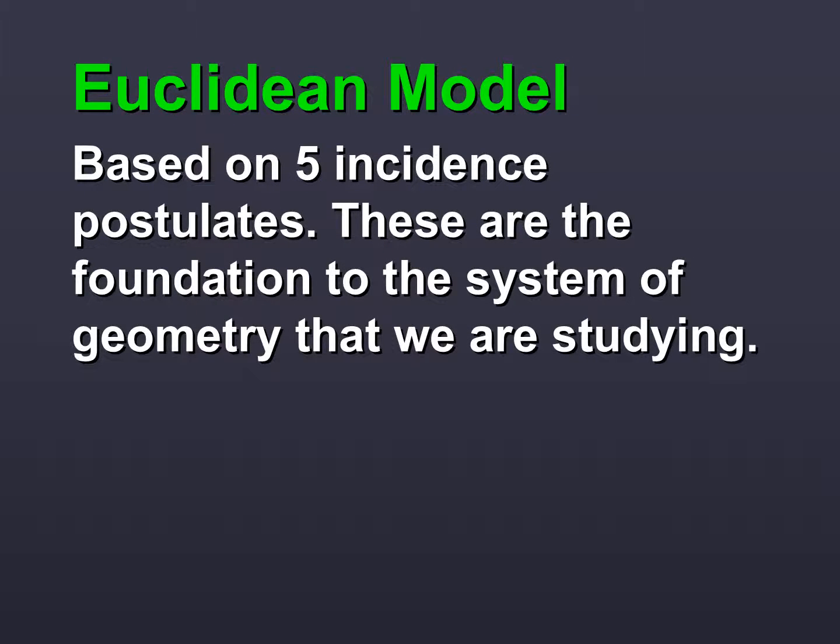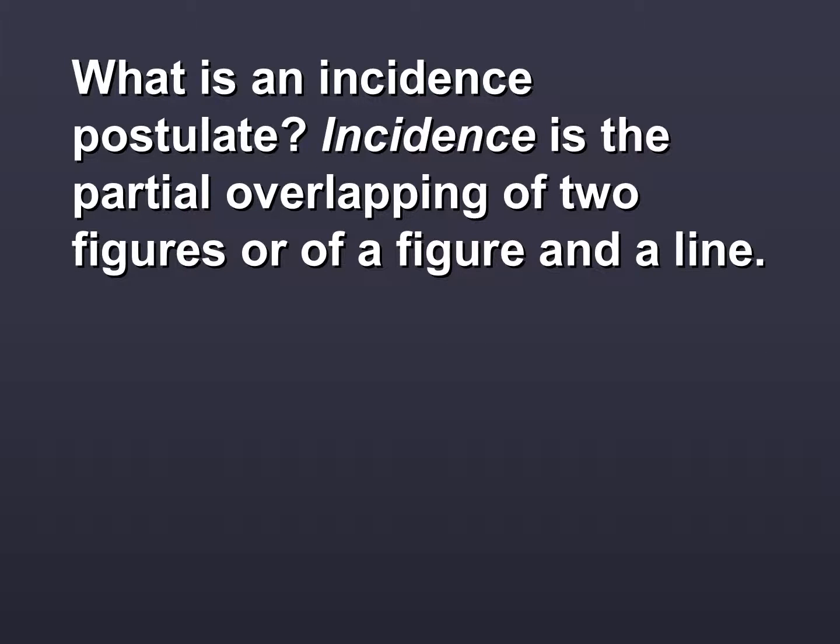So our Euclidean model is based on 5 incidence postulates. So these 5 postulates are our building blocks. They're the foundation to the system of geometry that we study. So what is an incidence postulate?